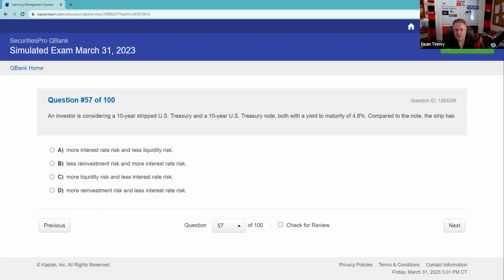Compared to the note, the strip has... So this question is asking you about a U.S. Treasury strip, a zero coupon bond. The rest of it's just BS. Zero coupon bond, and they both have a yield to maturity of 4.8.